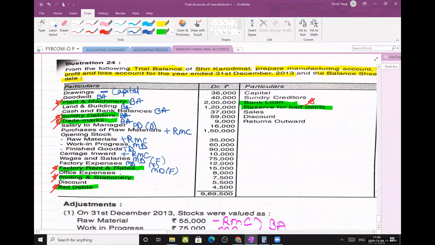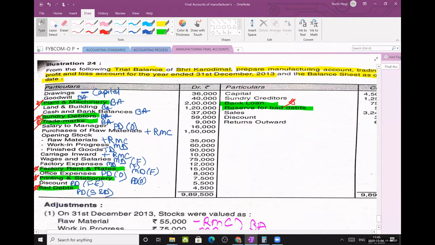Office expenses, P&L debit under the heading office. Okay, and stationery, P&L debit office. Discount, same, P&L debit under the heading discount. You can put under financial expense also, financial expense, FE. Bad debts, P&L debit under the heading selling and distribution.